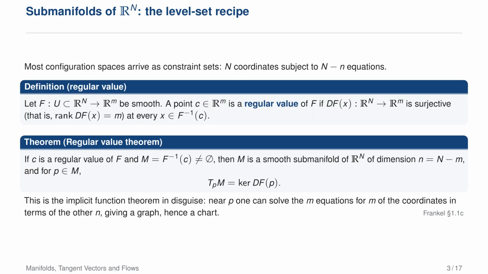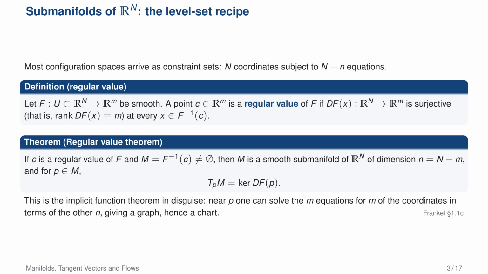Most configuration spaces arrive as constraint sets. You have big N ambient coordinates subject to some equations, and what is left over is the configuration space. Here is the key definition. Let F be a smooth map from an open set in R to the big N into R to the M. A point C is a regular value of F if the derivative dF at x is surjective at every x in the level set F inverse of C. Surjective just means the rank is M. The condition is imposed only on the level set, nowhere else.